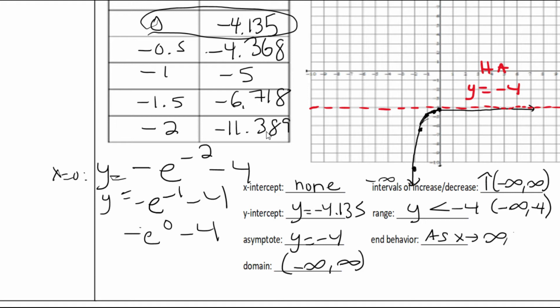So y approaches -4. As x goes more negative, so as x goes to the left, well, the graph is dipping down to -infinity. So as x approaches -infinity, y approaches -infinity. All right, so that takes care of that problem, and that's how you do the graph and the characteristics.